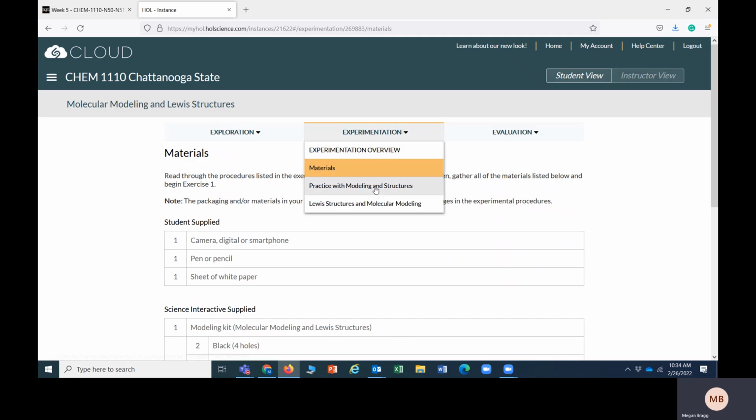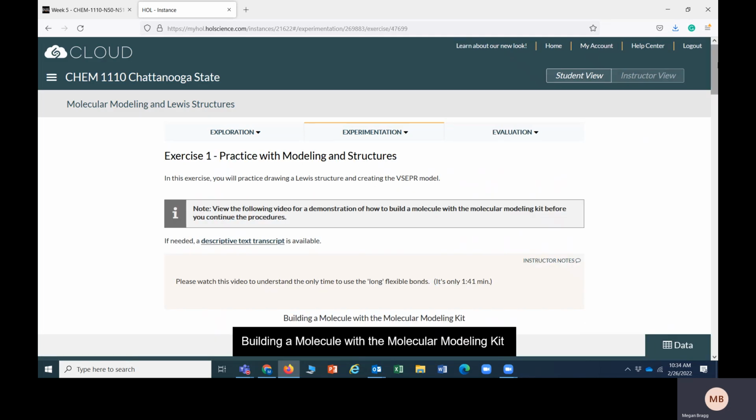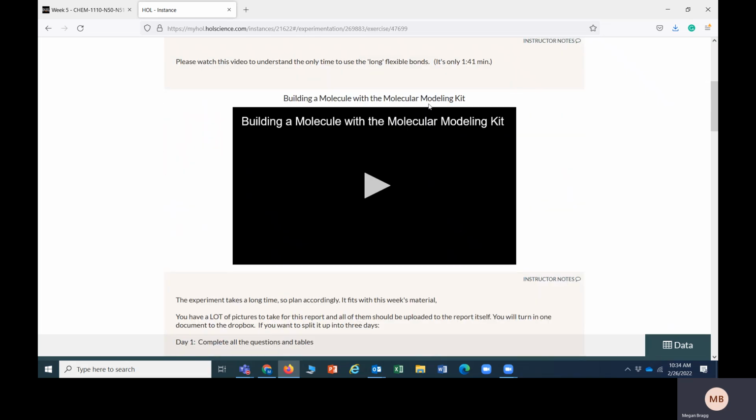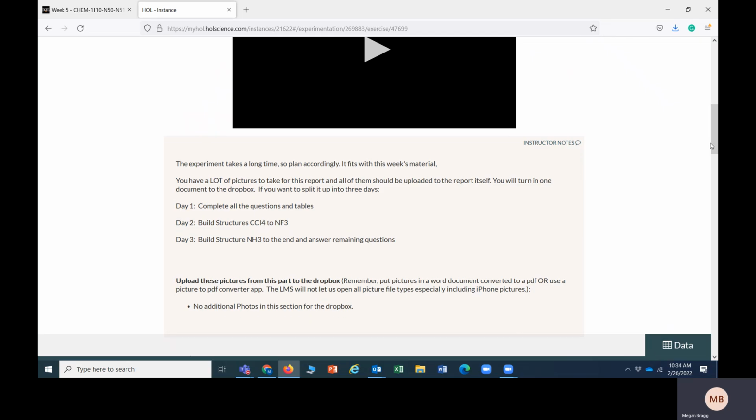All right, and then when you're actually doing the lab, the first part of the lab has to do with learning how to use the kit. This is very helpful. I would watch that real short video. Again, it takes time. So the recommendation is that on day 1, you complete the questions in the tables. There's tables in this experiment and at the beginning of the next one. Then day 2, build half the structures, and then day 3, build the other structures.